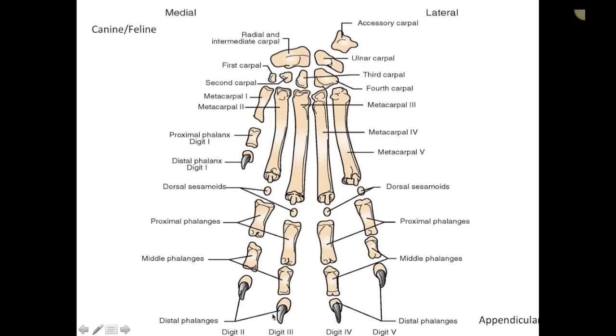P3 always holds the nail. P3 is the most distal, so phalanx 3 is the most distal. It always holds the nail. The nail bed is coming away from P3.